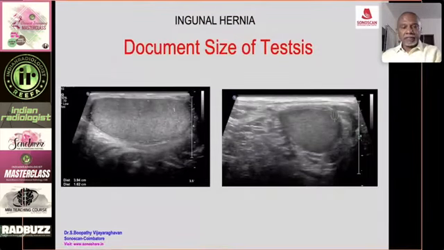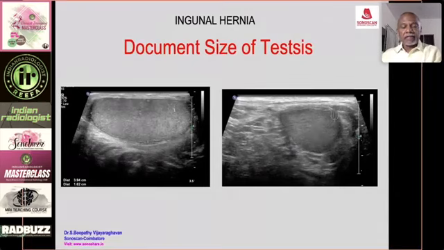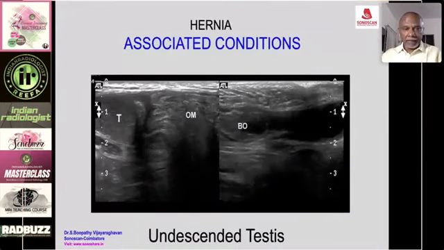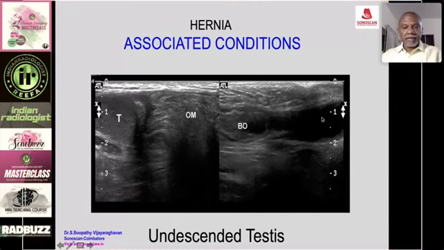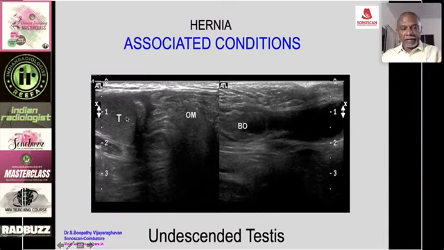In all cases of inguinal hernia in males, we must document the size of the testis because post-operatively there may be ischemia of the testis, there may be reduction. So to avoid that confusion, you must always document the size of the testis when you are reporting inguinal hernia in a male. Now, a very common associated condition in a male with inguinal hernia is undescended testis, where you see the scrotal sac with the hernia containing omentum and bowel, and you see the undescended testis in the inguinal region more proximal to the contents.